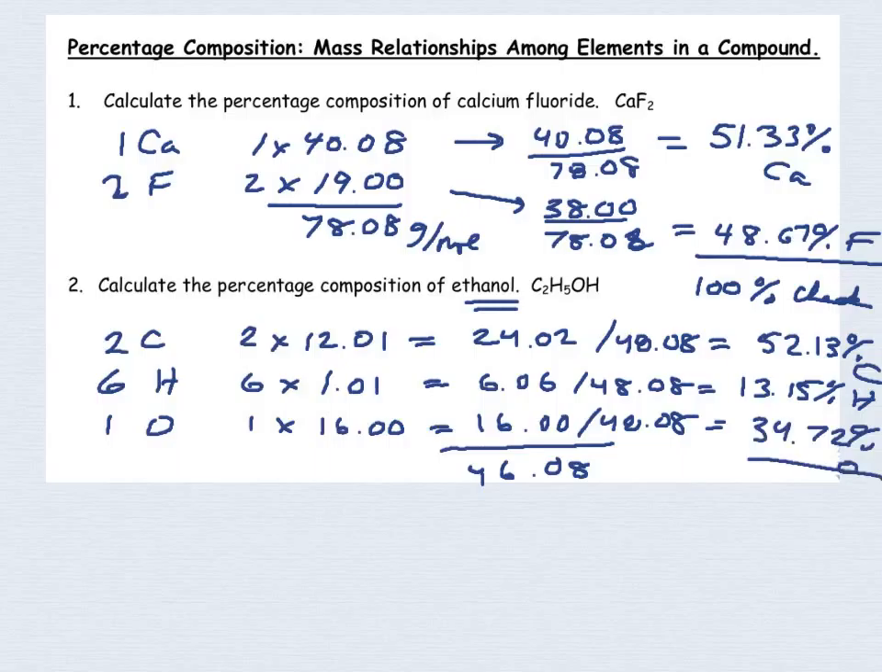If you double check your math, it should add up to give you 100. If it does, you did it right. If it didn't, you screwed it up. And it works, so it's good.